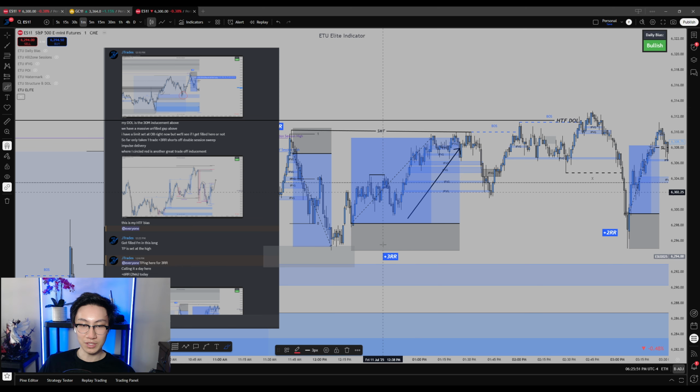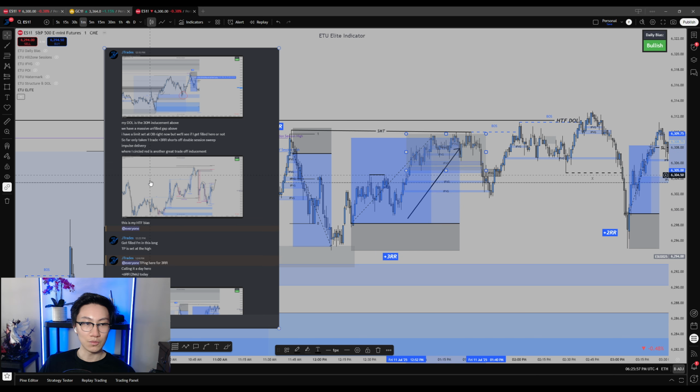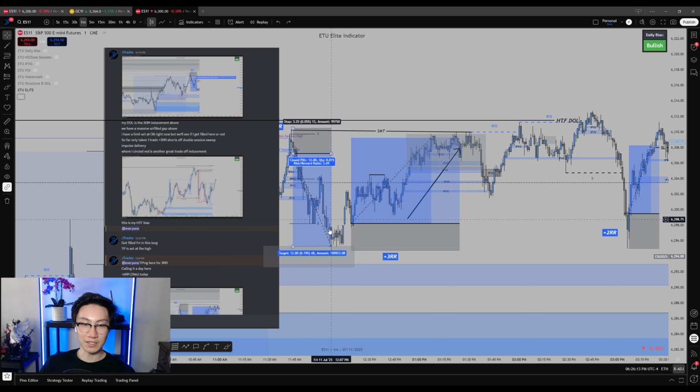But 3 risk reward here on this long. My TP was at the high originally, but after this consolidation period, I said you can TP early mainly if you want. So I said got filled, I'm in this long. That's when I entered here, off my limit order and TP set at the high originally, like I said. But I TP'd mainly around 124. I told everyone I'm TPing here mainly for a 3 risk reward and I'm calling it a day here.